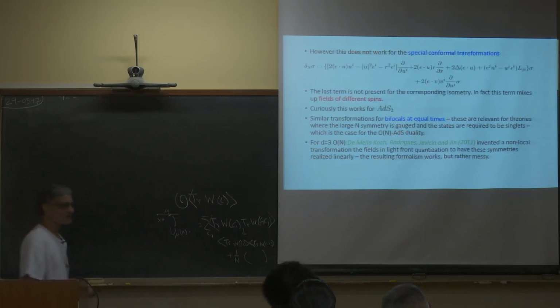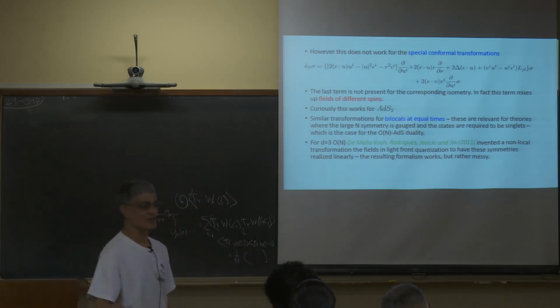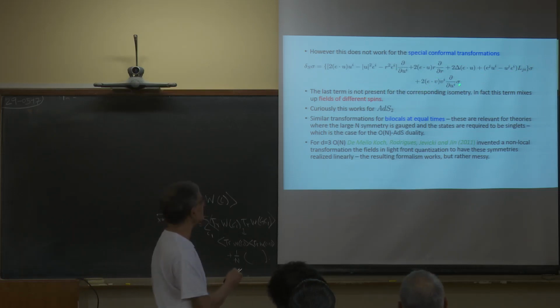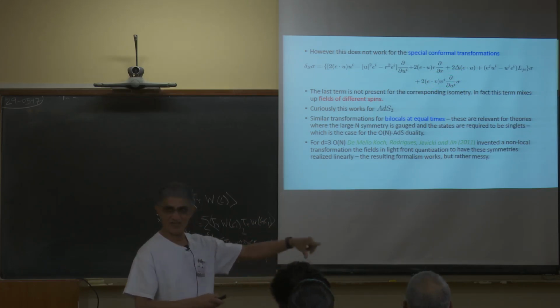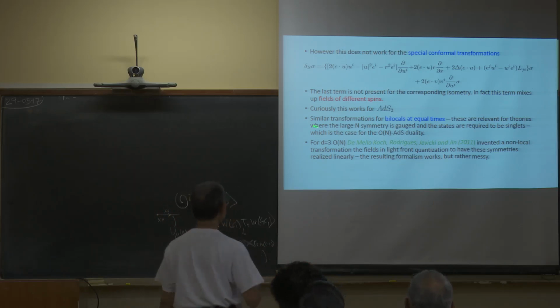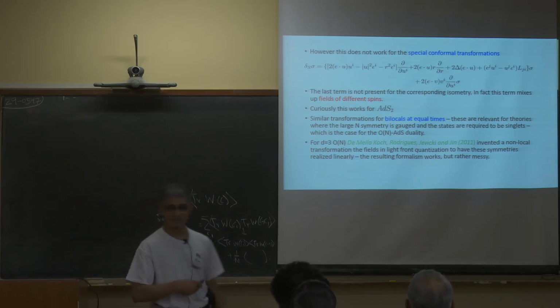But it does not work for the most important conformal transformation, which are the special conformal transformations. The first line here is exactly what you would expect from AdS. The second line is not. As you can see, it's very easy to see that in the second line, it mixes fields of different spins, and that's not what you would expect for a set of spin fields in AdS.